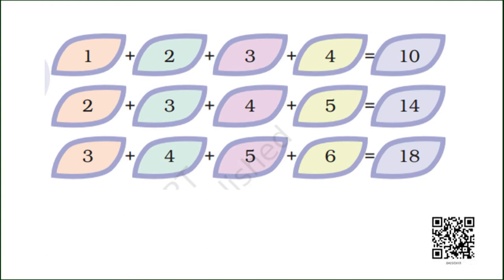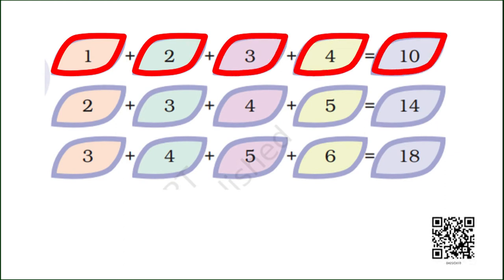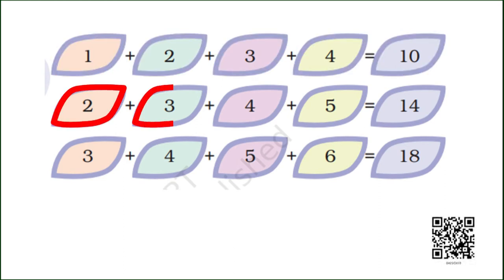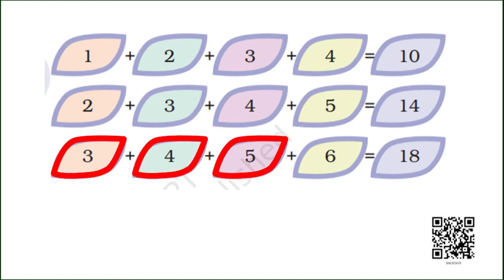Suppose we add one more number to that, let us see a pattern like that. Observe these sums carefully and write the next two sums. What can you see? It is 1 plus 2 plus 3 plus 4. What will be the sum? Yes, it is equal to 10. What is the next sum? It is 2 plus 3 plus 4 plus 5, which is equal to 14. Observe the third one. It is 3 plus 4 plus 5 plus 6, which is equal to 18.